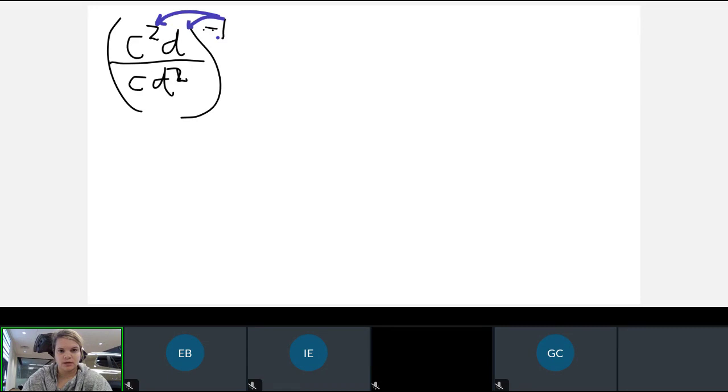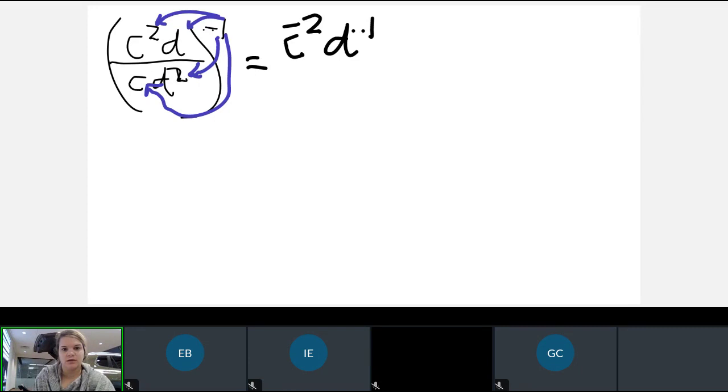All right, so this negative 1 exponent has to go to every single term. So I'm going to rewrite it. So this would be c to the 2 times negative 1. So that would be negative 2 d to the negative 1 divided by c to the negative 1 d to the negative 2.